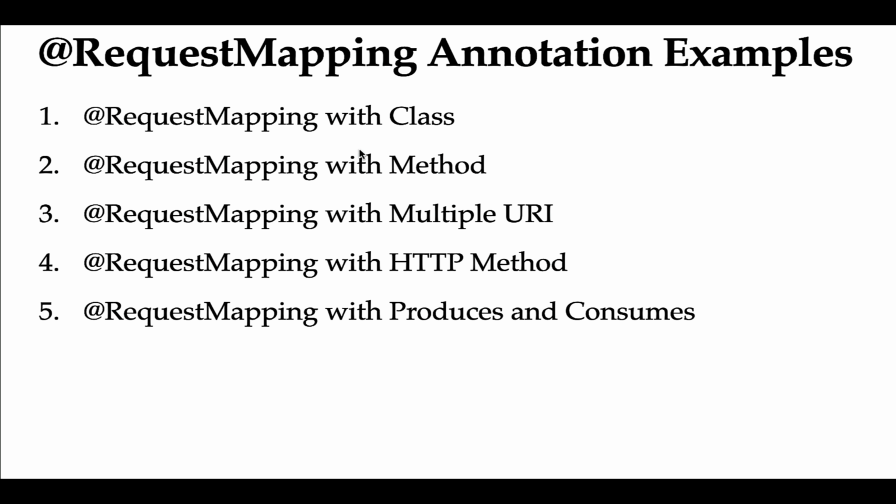So here are the examples that we are going to take a look into in this lecture. We'll see how to use RequestMapping annotation at a class level. We'll see how to use RequestMapping annotation at a method level. We'll see how to use RequestMapping with multiple URIs. We'll see how to use RequestMapping with HTTP methods like get, post, put. Next, we'll see how to use RequestMapping annotation with produces and consumes attributes. Alright, so let us go ahead and see all these examples.